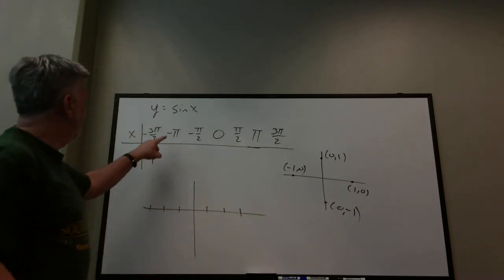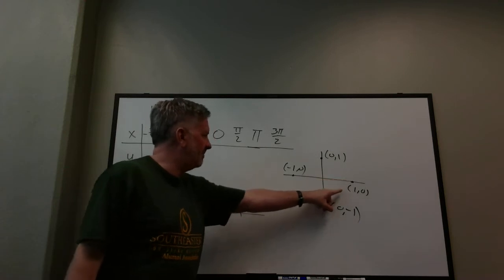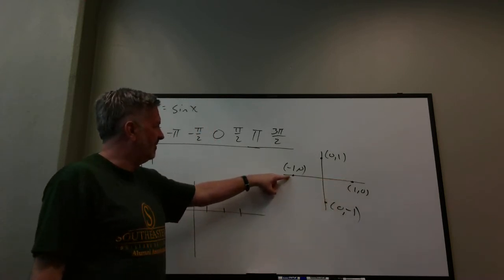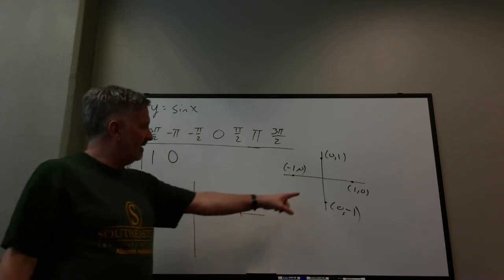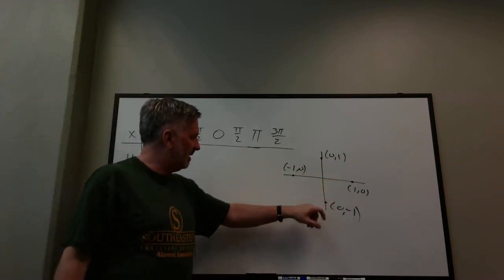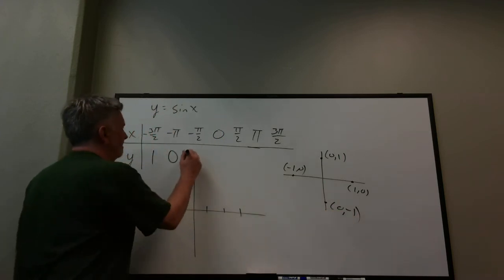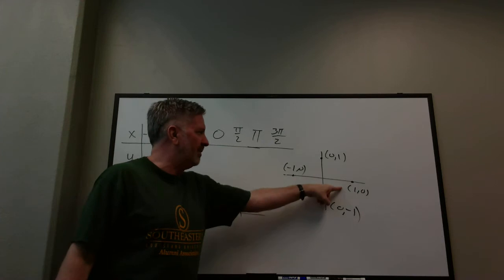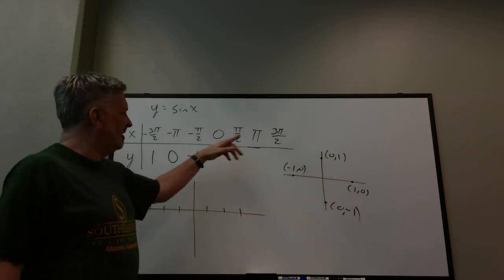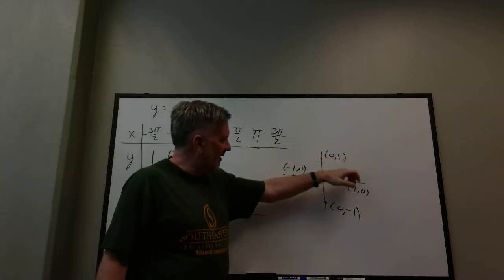Now where's negative pi radians? Negative pi radians is here. And what's the sine of negative pi? 0. Negative pi over 2 is this angle, and what's the sine? Negative 1. Notice I picked all quadrantals, and I'm picking them in order. I'm not skipping anything. Where's 0 radians? 0 radians is here, and sine is 0.